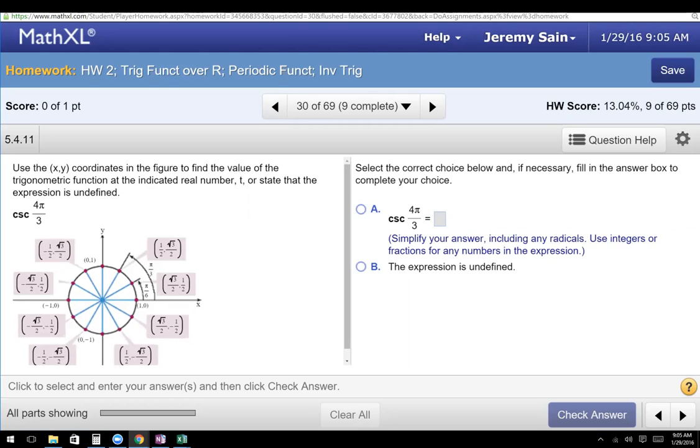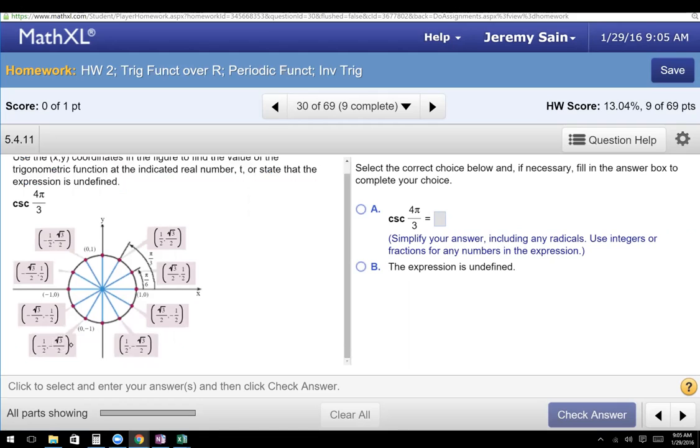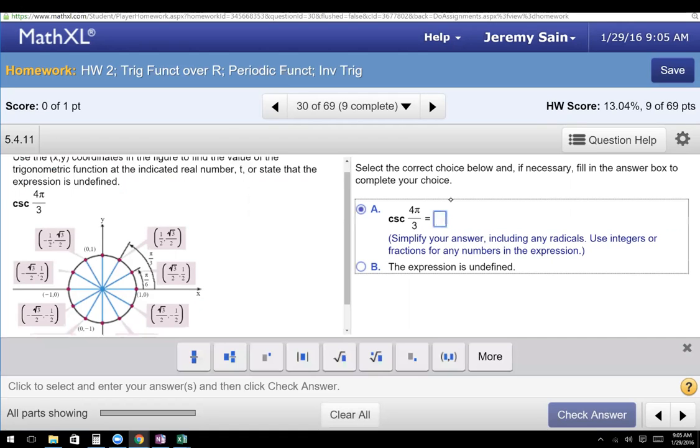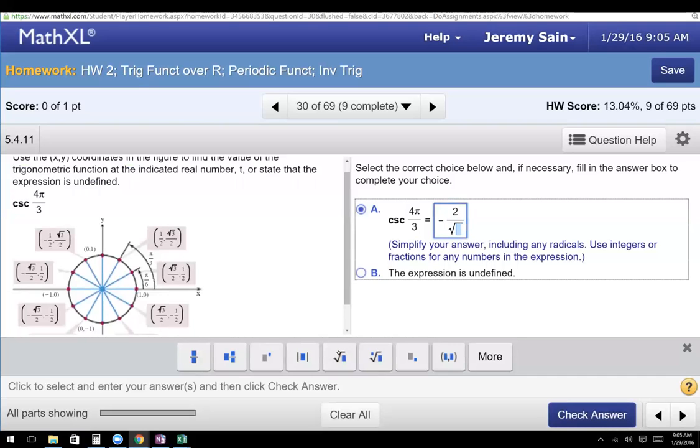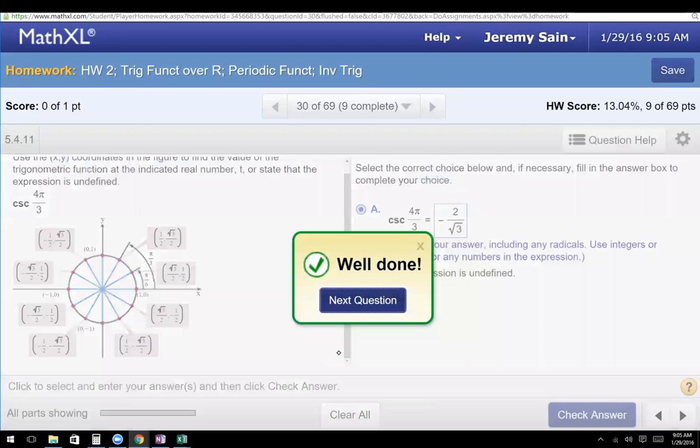So we're down here at that one. All right. So the y-coordinate is negative root 3 over 2. So 1 over that. And it doesn't say I have to rationalize denominators. So negative 2 over root 3. Boom.